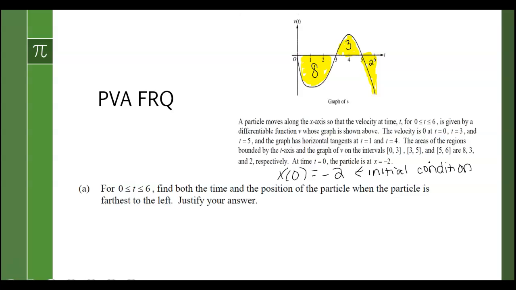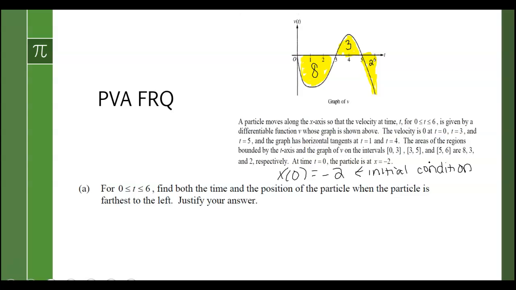So I just like to put everything I know, and then again they tell me velocity is 0 at 0, 3, and 5, so that is also hinting that the particle is at rest, which means it's probably changing direction, and we know it did change direction because it goes from negative to positive, positive to negative at 3 and 5. So it says find both the time and the position of the particle when the particle is farthest to the left. Justify your answer.